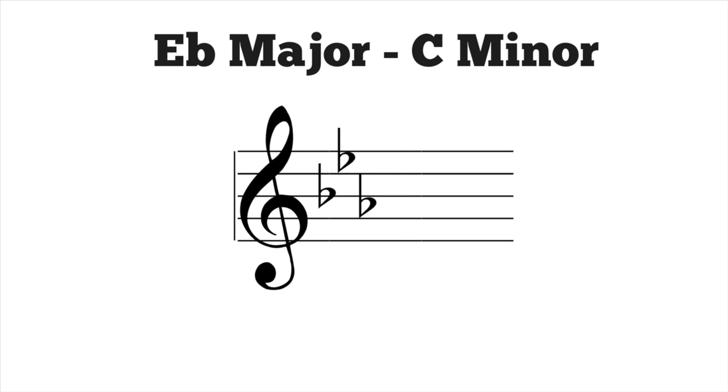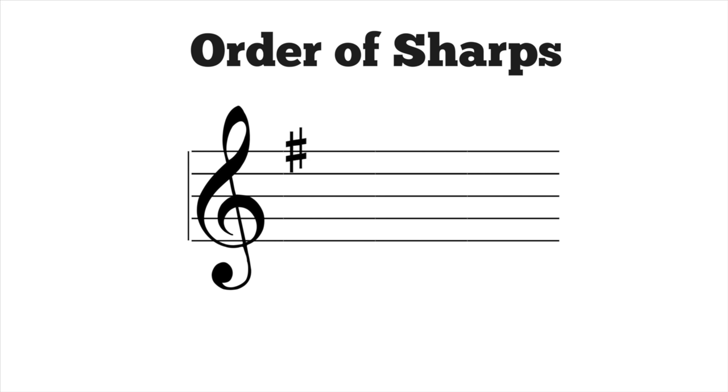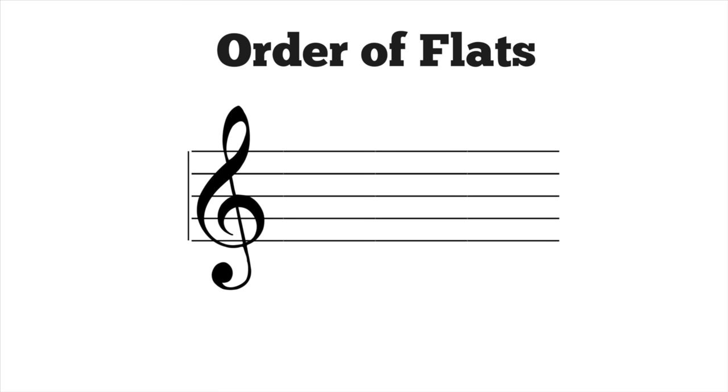Sharps appear in key signatures in a specific order: F sharp, C sharp, G sharp, D sharp, A sharp, E sharp, and B sharp. Just like sharps, flats appear in a specific order as well. It happens to be the reverse order of the sharps: B flat, E flat, A flat, D flat, G flat, C flat, and F flat.